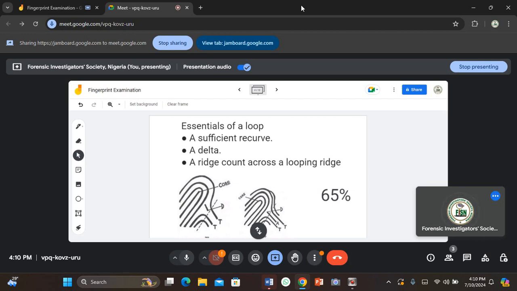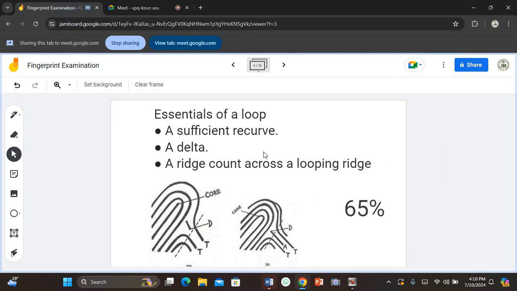But today is module three. Yes, we are still on identifying various types of fingerprint. Last week we talked much about how to identify fingerprint using the data and also the core. Now we want to continue today by talking about the ridge count.